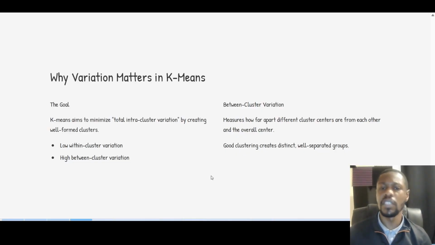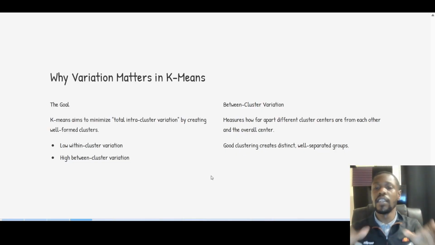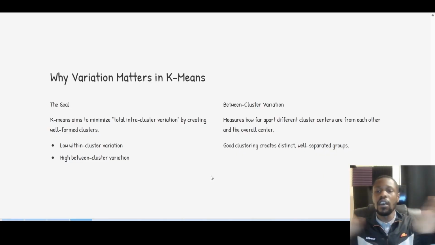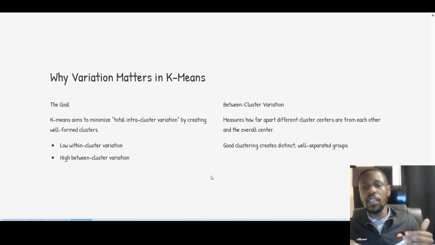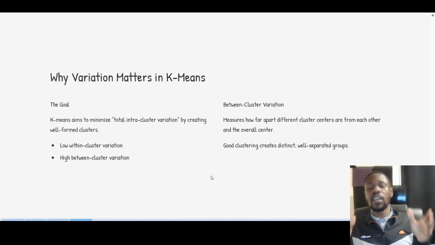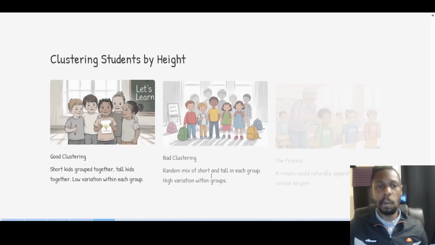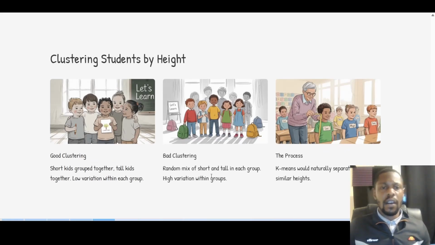Between cluster variation, as I mentioned, measures how far apart the different groups, the different cluster centers, are from each other and from the overall center. So good clustering is when we have created distinct and well separated groups. Now we're going to get into an example which is really going to clarify things. We'll be clustering students by height using k-means averaging. Good clustering is when we want short kids grouped together and tall kids grouped together, with a low variation in each group.